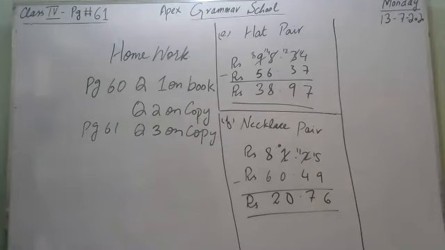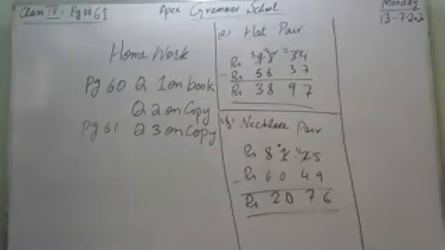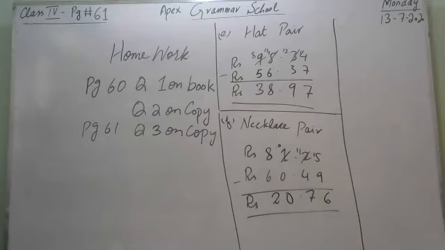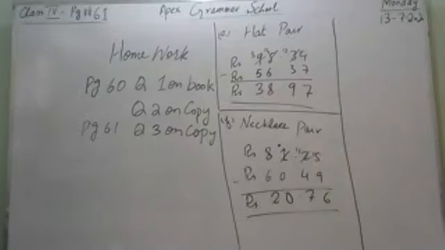Also note down in your diaries. You have to solve question number 1 on page 60 in your book, question number 2 on page 60, and question number 3 on page 61. You have to solve on your neat copies.